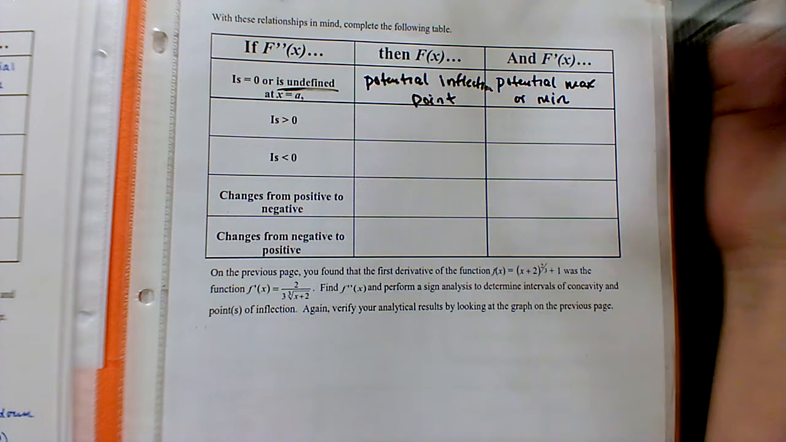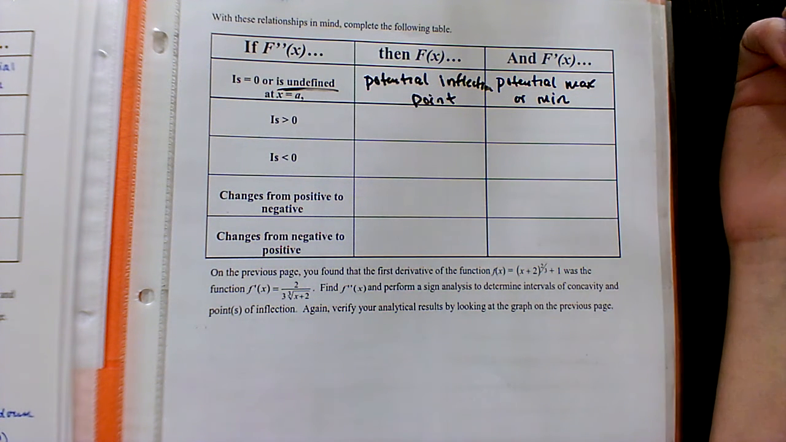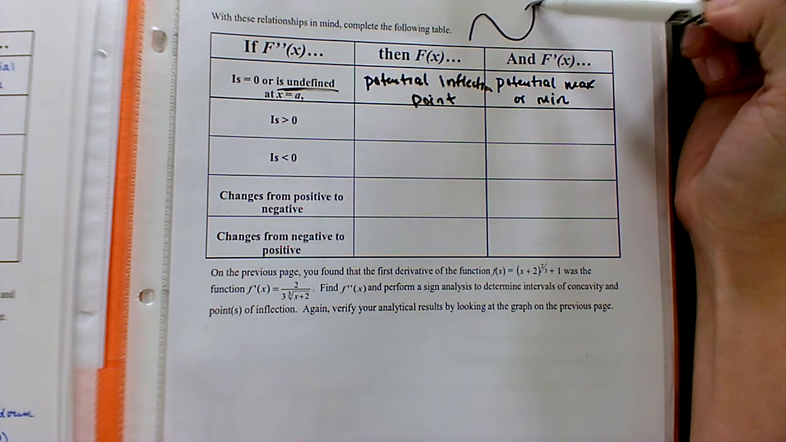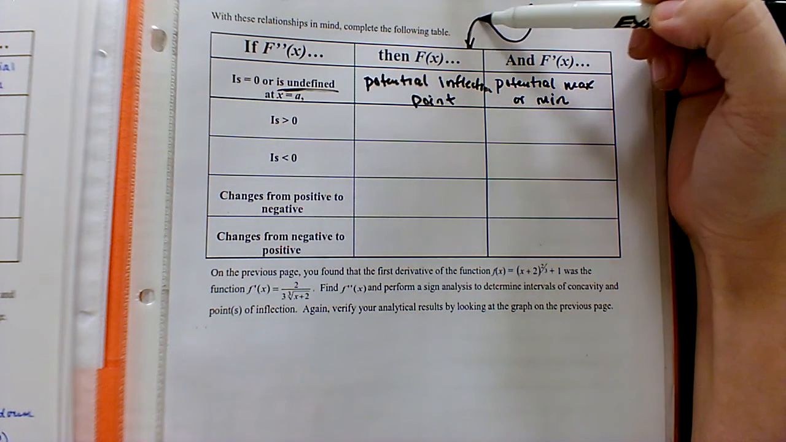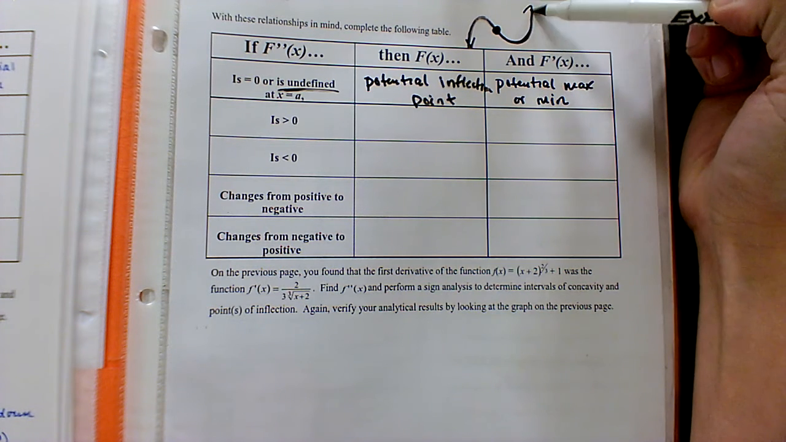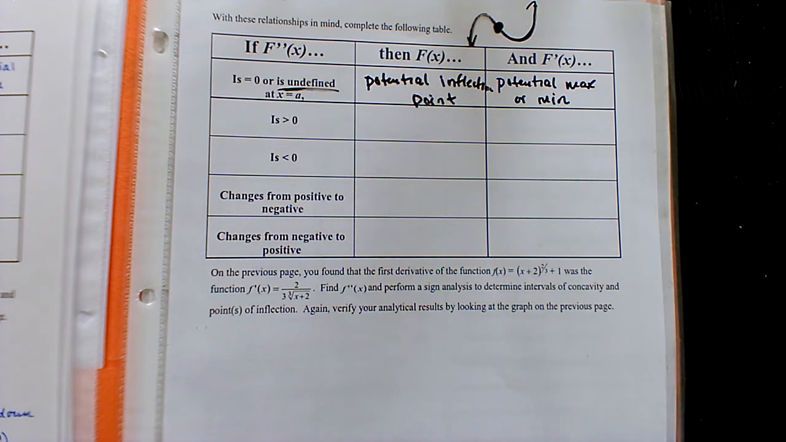This one's new though, a potential inflection point, and an inflection point is where your concavity is changing. For instance, if I look at a cubic function, originally I'm concave down, but then I reach some point where I change to concave up. So this is a point of inflection where the curvature changes, and that's what we're going to spend a lot of time working on in this section.